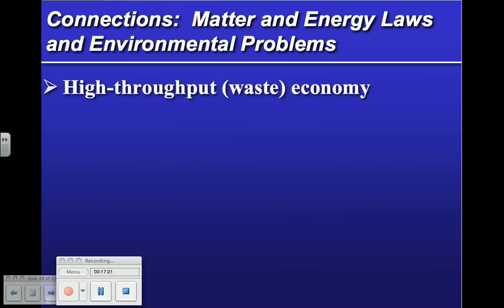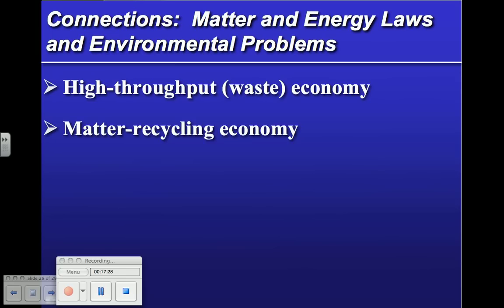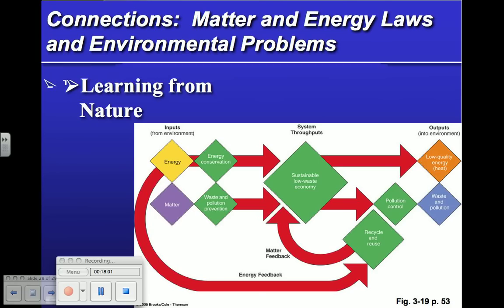All right, so how do we connect these? A high throughput or waste economy is one where they use lots of matter and lots of waste is produced. A different approach would be you consume a lot of matter, but you recycle it, so you're constantly reusing that matter over time. And then a low throughput economy is one where the focus, rather than recycling, is on reducing. Let's not consume as much matter to sustain the lifestyle that we have.